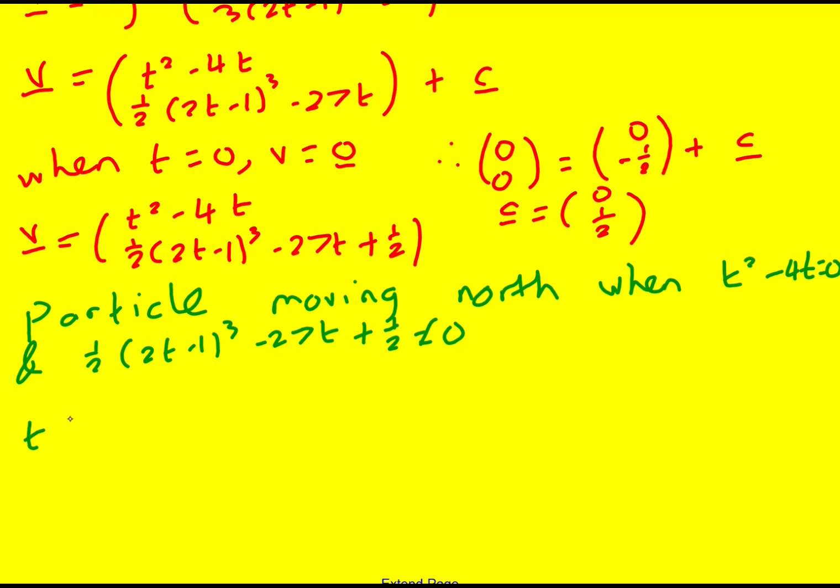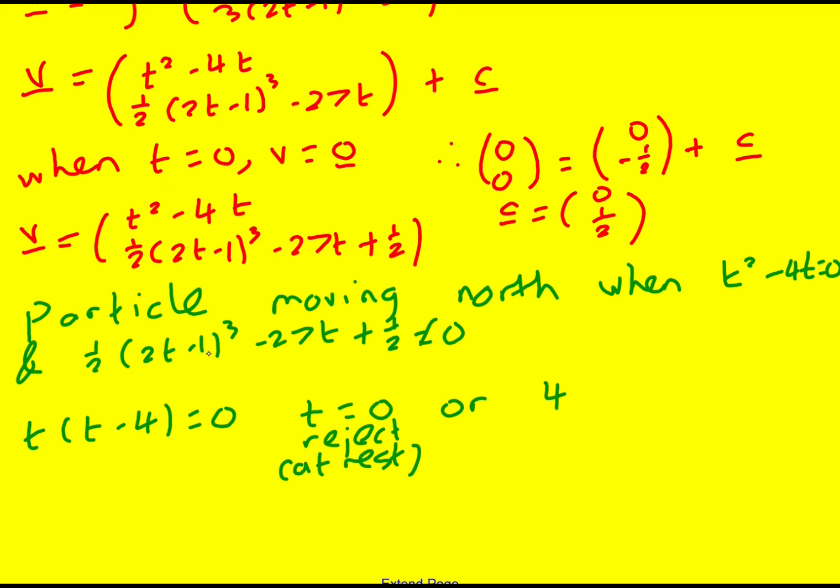So let's deal with the first bit. We can factorize out the t. t times (t minus 4) is equal to 0. So t is equal to 0 or 4. But I can reject this one because I already know it's at rest. If I forgot that, I could substitute it back into the y component and I would see that it does equal 0.